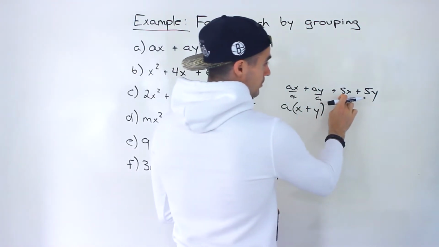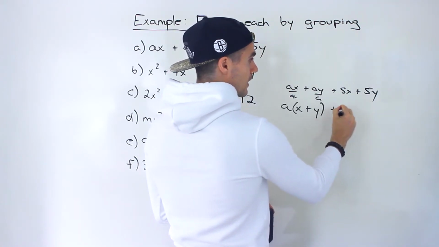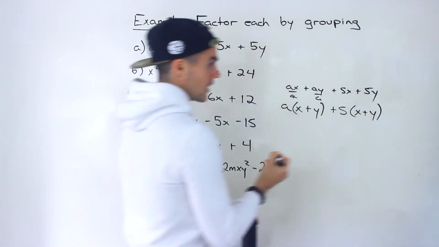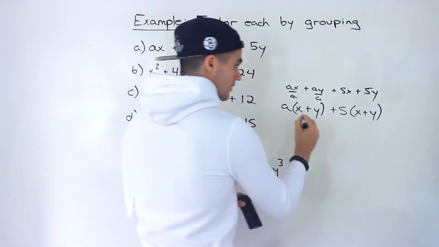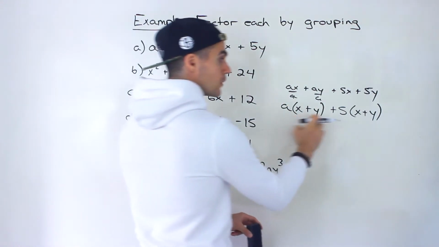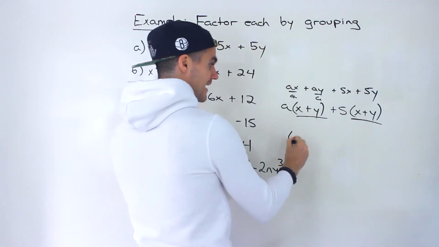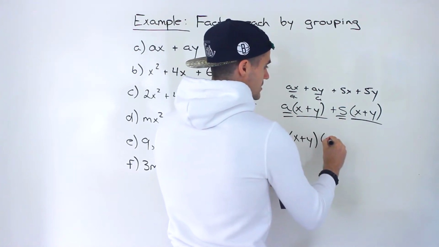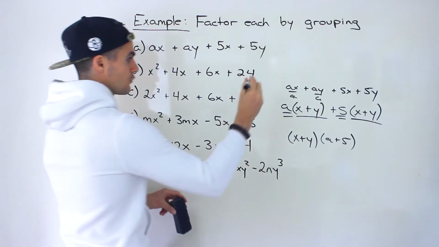And then over here, we have plus 5x plus 5y. Well, from these two, what can we take out? We could take out a 5, and we'd be left with x plus y, like that. And now notice we're in that same format like the previous video, where now we have a binomial common factor. We could take that out, and we'd be left with a plus 5. Okay, so that's just the general process for all of these.